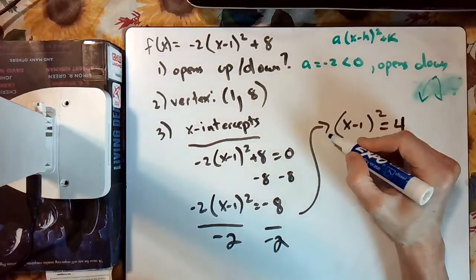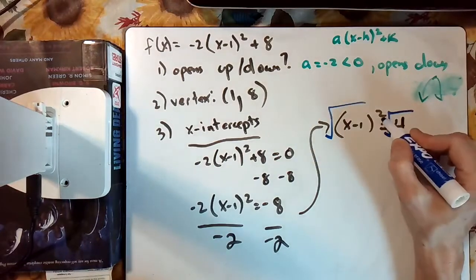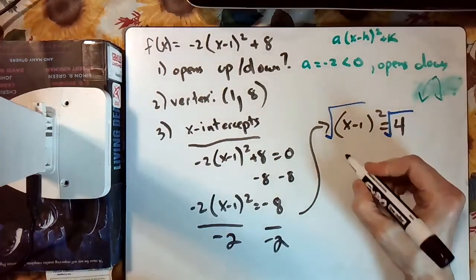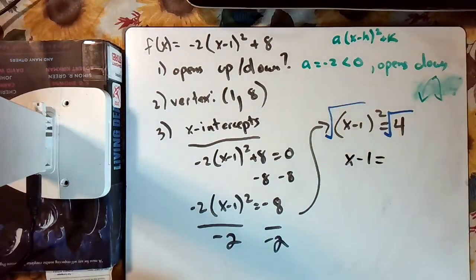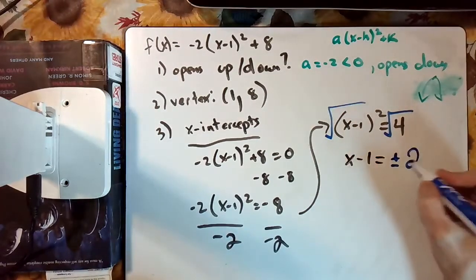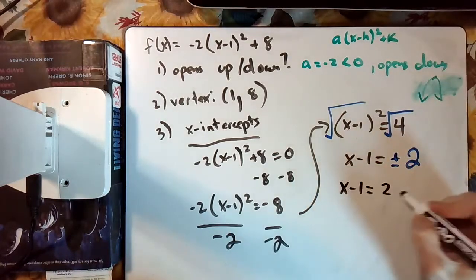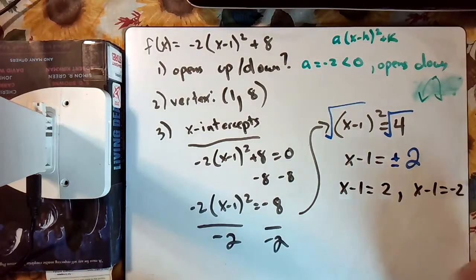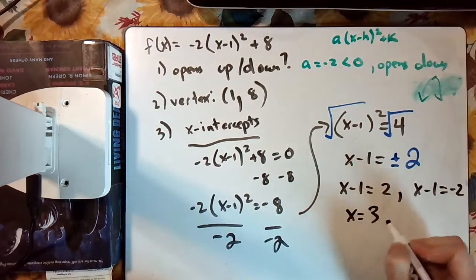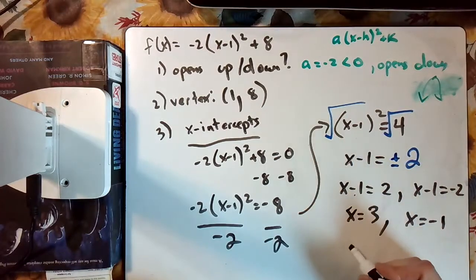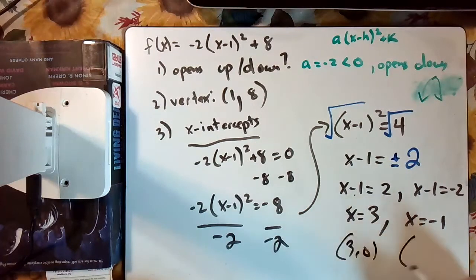Got to get rid of the square. What undoes a square? A square root does. And then we get x minus 1 equals not only 2, but plus or minus 2. And again, that gives us two equations, right? We have x minus 1 equals 2 and x minus 1 equals -2. So one x-intercept is 3. Another one is -1, because again, I'm just adding 1 to both sides right here. And then what are these as points? This is 3 comma 0. This is -1 comma 0. Just like that.